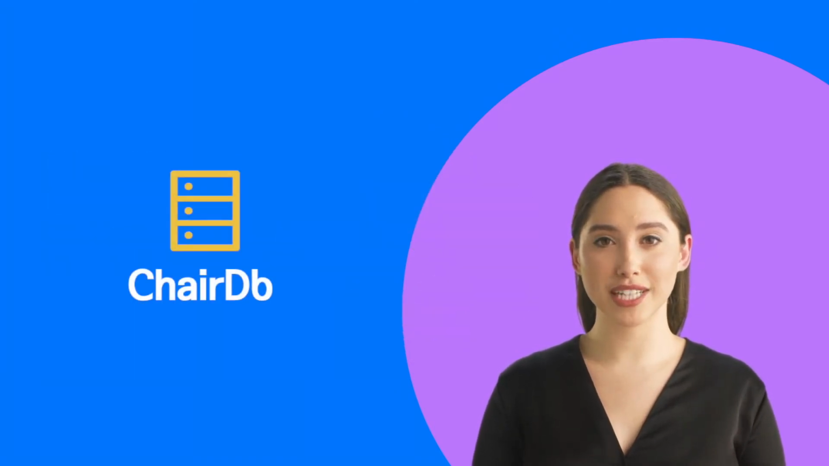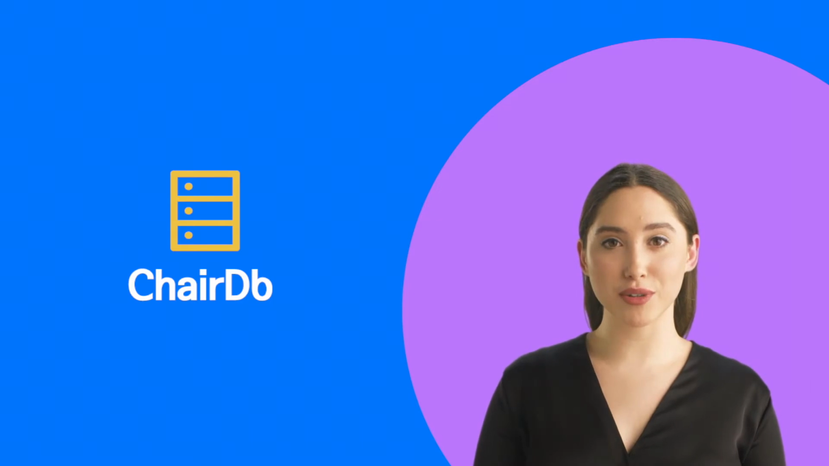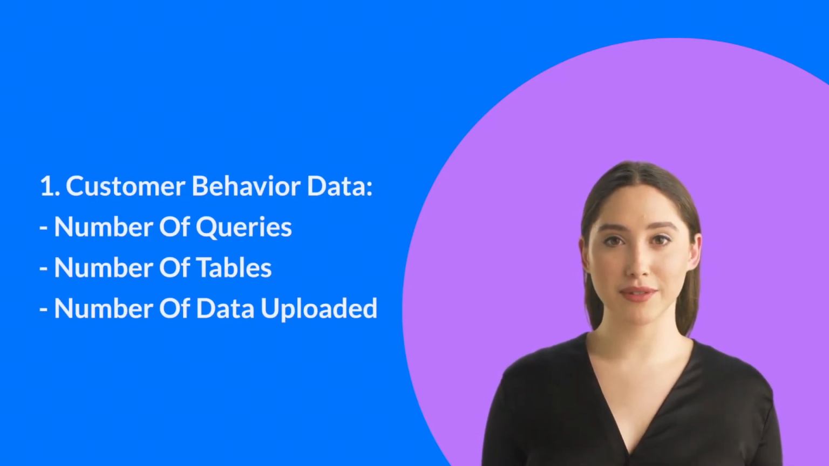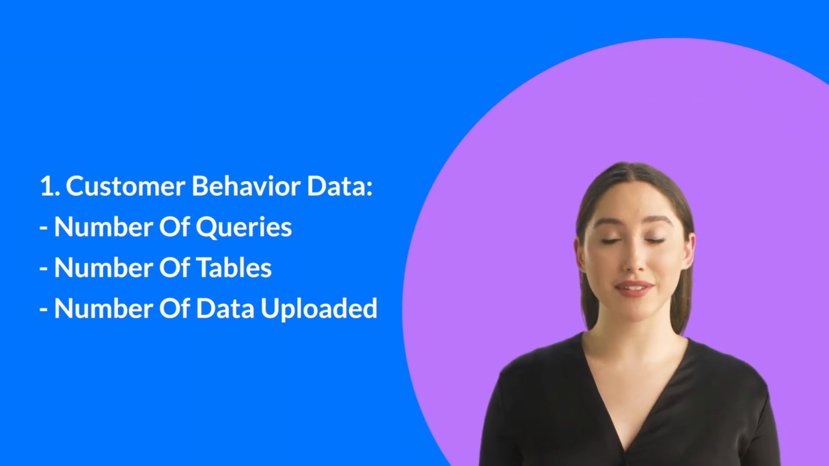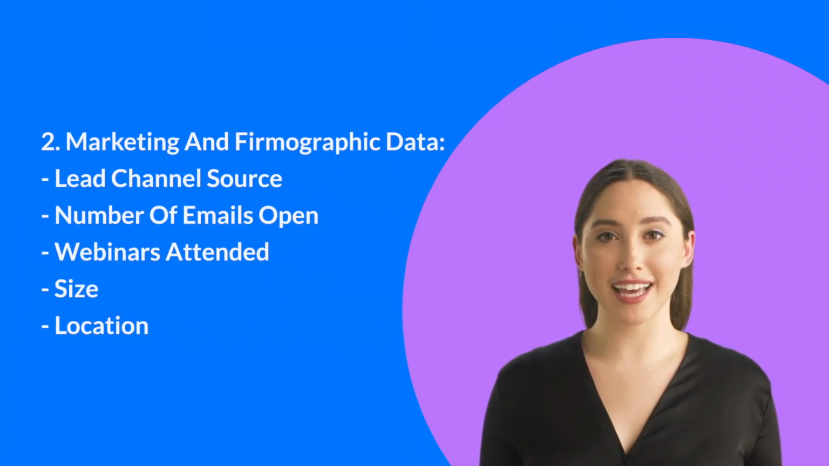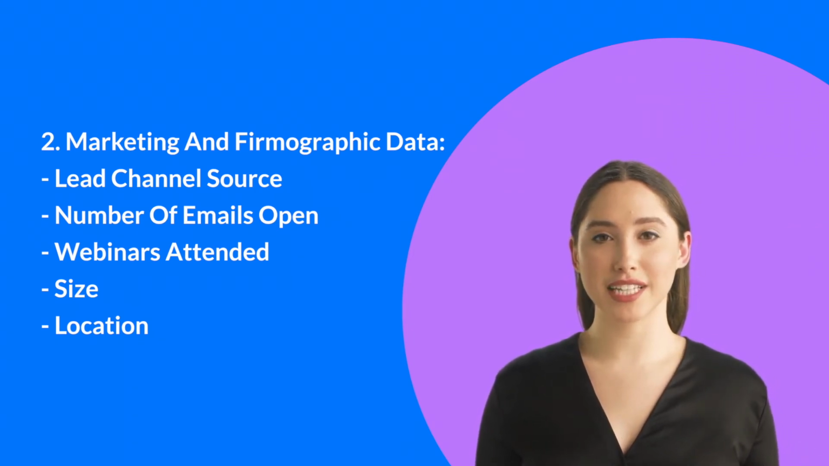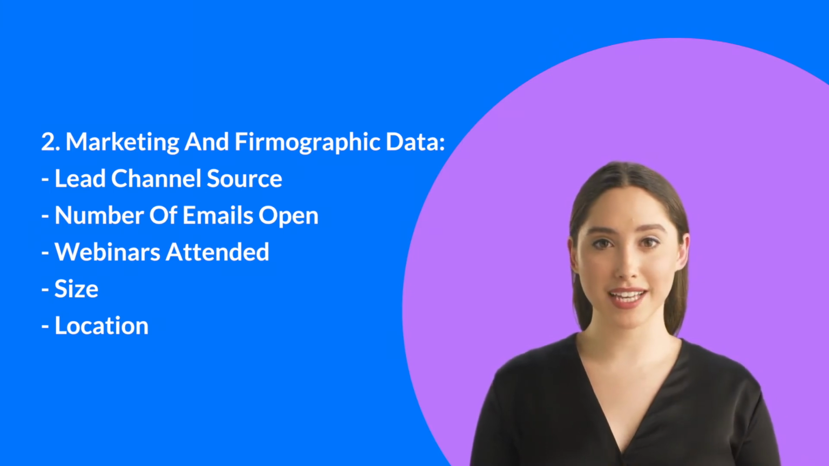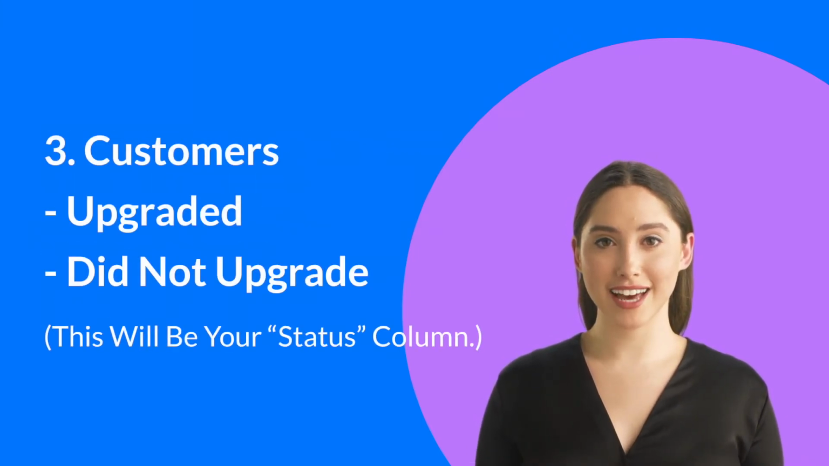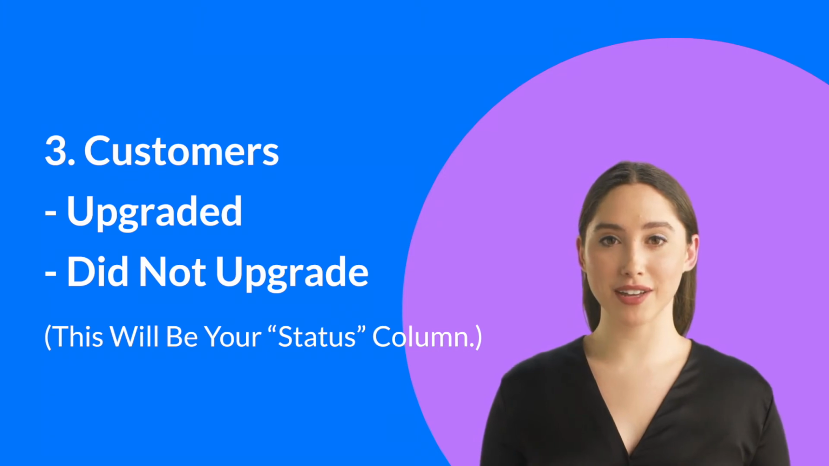Imagine you work with ChairDB, a database company that struggles with manual scoring. However, you have access to historical information about your customers. You've been collecting number of queries, number of tables, or number of data uploaded. This is your customer behavior data. Then you've also collected marketing and firmographic data, for example, the lead channel source, number of emails open, webinars attended, size and location of the company. And of course, you've collected data on whether they've upgraded to higher tiers or not.